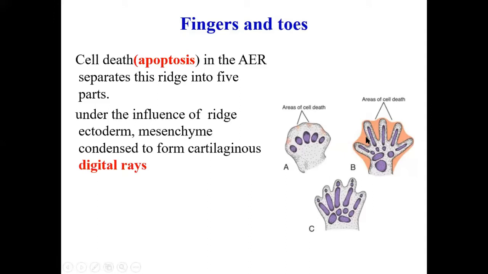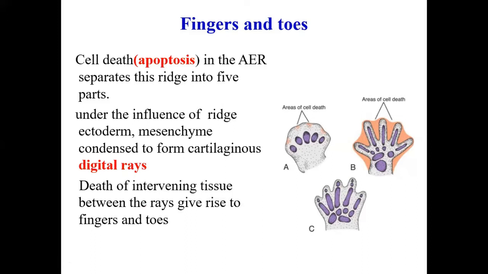Under the influence of the ridge ectoderm, mesenchyme condenses to form cartilaginous distal rays. Death of the intervening tissue between the rays gives rise to fingers and toes. This brown colored area indicates the cell death by the process of apoptosis to form the fingers. And these are cartilaginous models for the formation of metacarpals and phalanges.